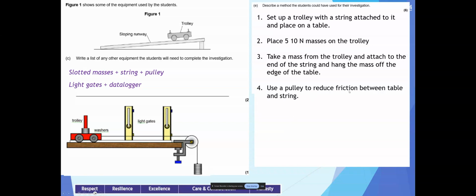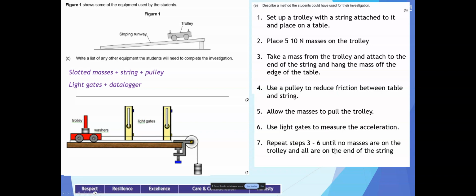Use a pulley to reduce the friction between the table and string, which we've done, and allow the masses to pull the trolley. As the trolley moves, it goes through the light gates, and that measures the acceleration. Repeat steps 3 to 6 until no masses are on the trolley and all are on the end of the string, measuring the acceleration each time, and that will give us a trend.